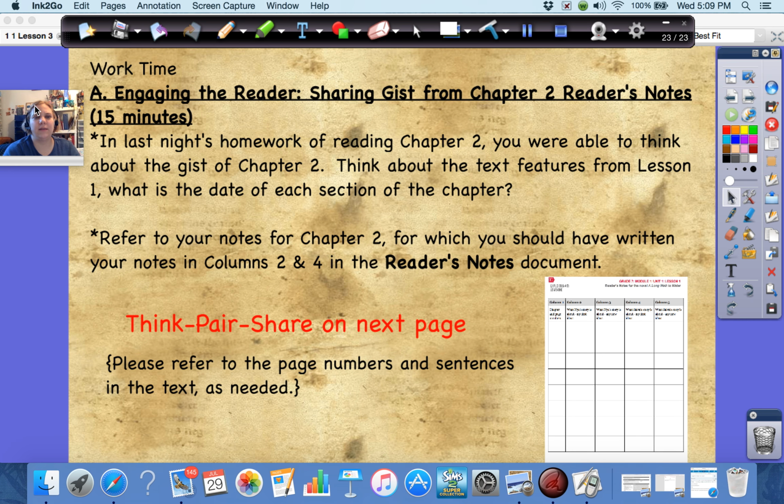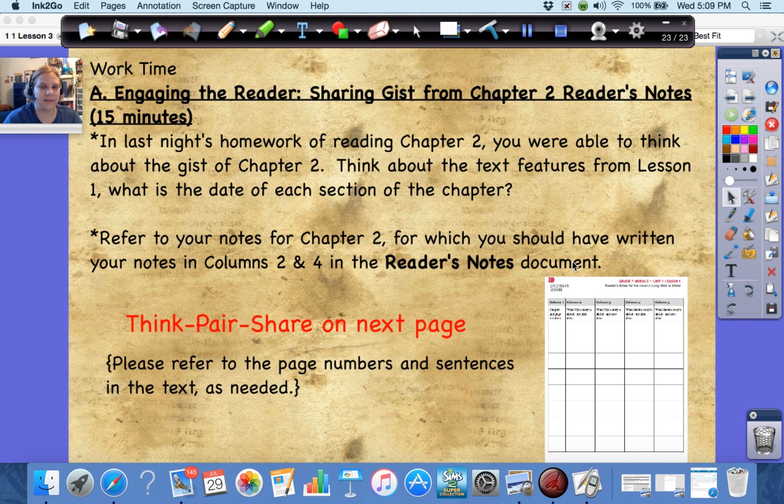Work time. Engaging the reader, sharing gist from chapter 2 reader's notes. This should take us about 15 minutes. In last night's homework, you were supposed to read chapter 2. You were able to think about the gist of chapter 2. Think about the text features from lesson 1. What is the date of each section of the chapter?